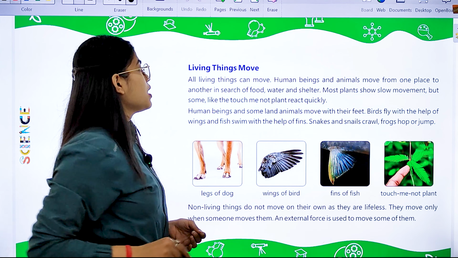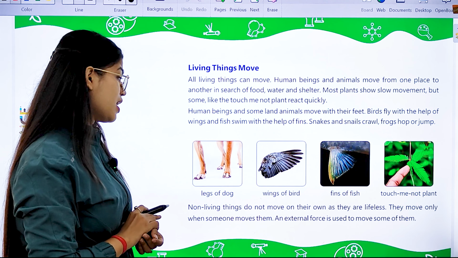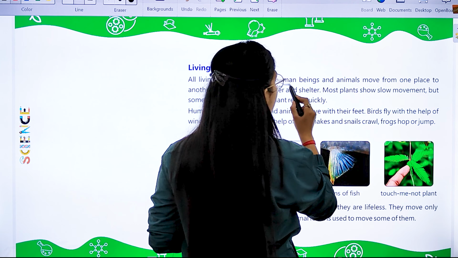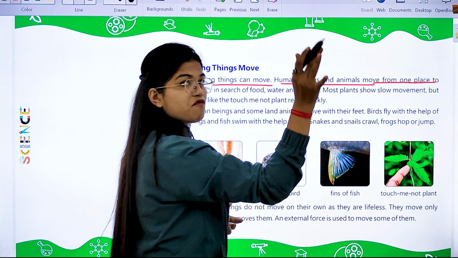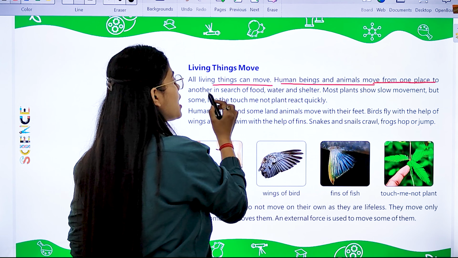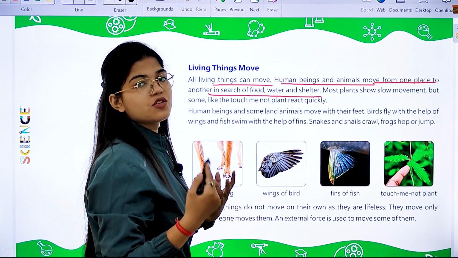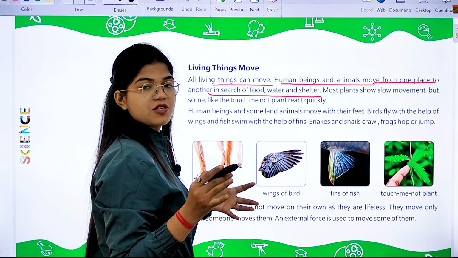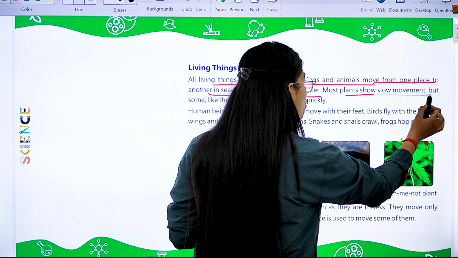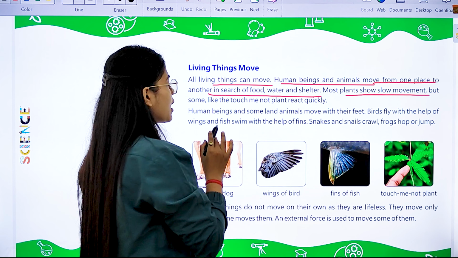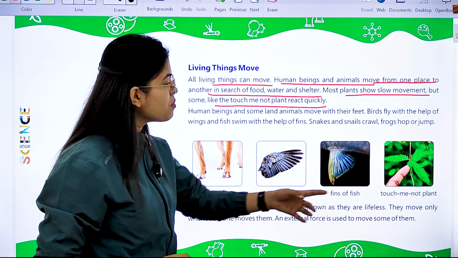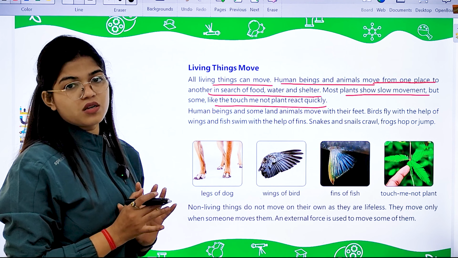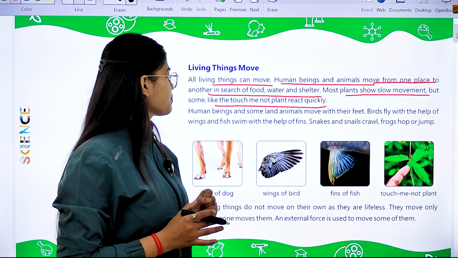Okay. Next, living things move. Yes, all living things can move. Whether it is human beings or animals, they can move from one place to another. Why? In search of food, water, and shelter. If we talk about plants, plants do not move from one place to another, but they show slow movement. Like the touch me not plant. This is the touch me not plant. When we touch it, the leaves get closed. This is the movement which they are showing.